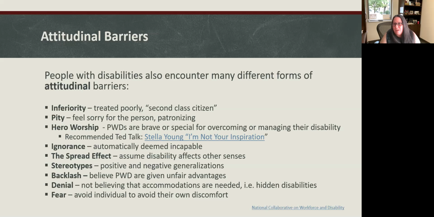Stereotypes, there's positive and negative. Some people assume people who are blind have really great hearing or are great musicians, and there's also the negative stereotypes of how that plays around with different types of disabilities and how those are perceived.